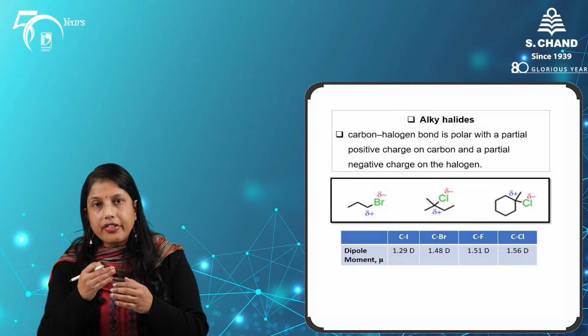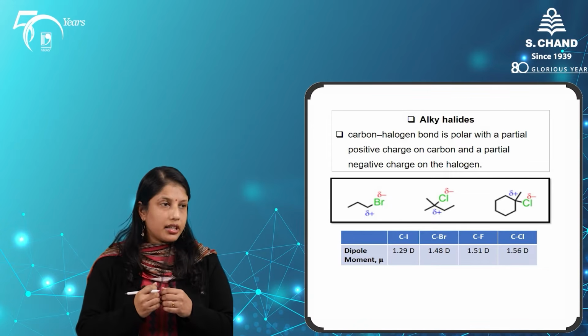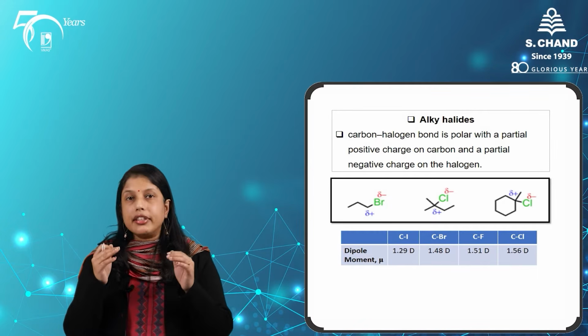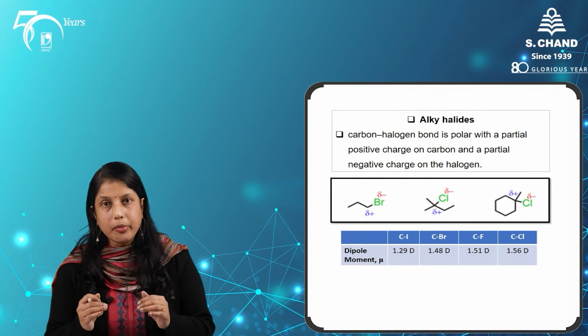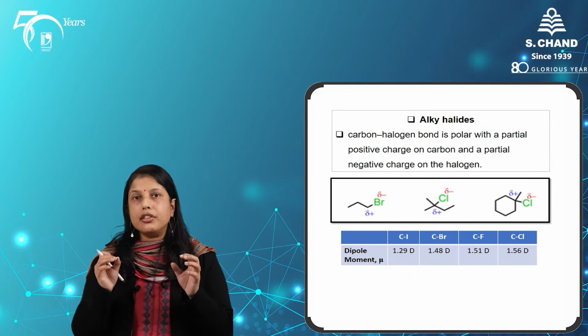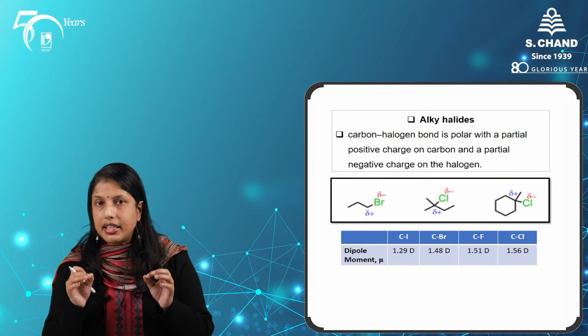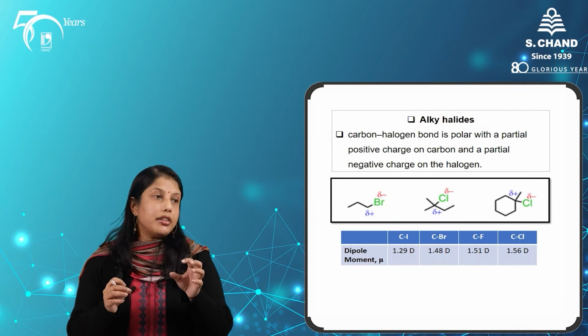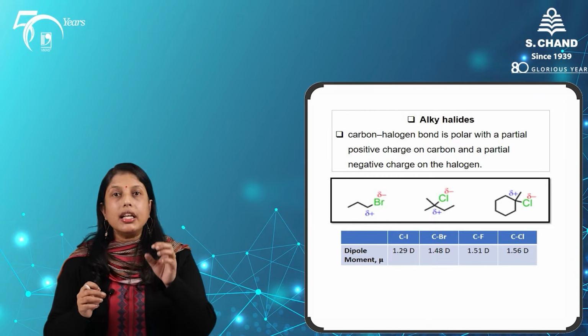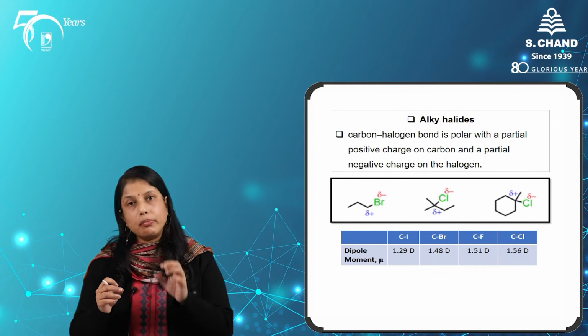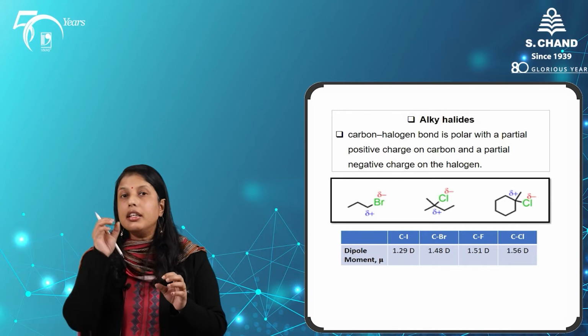So these two effects, they oppose each other. What is the result? The result is that the bond dipole for these carbon halogen molecules increases in an order where the carbon iodine bond is going to be least polar, or has the smallest dipole moment, and the carbon chlorine bond is going to be most polar. Now you may ask me, what is the consequence of this polar carbon halogen bond?